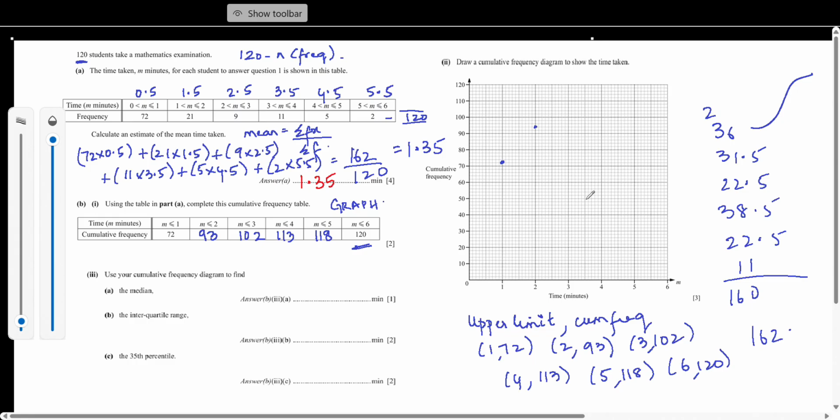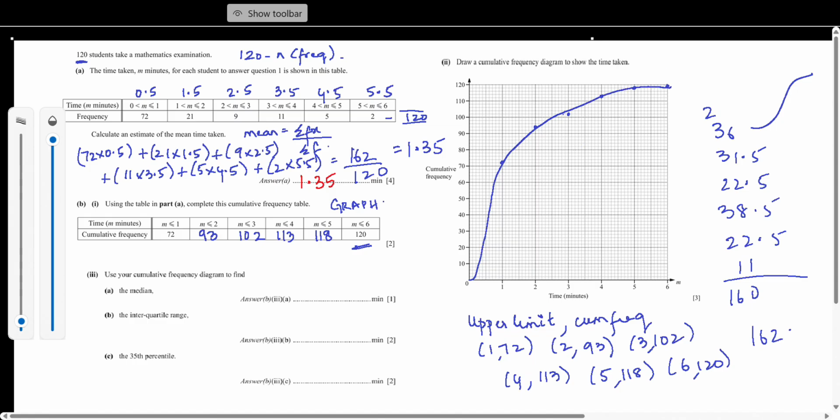Then 3, 102, which is just one value above 100. 4, 113, again in between first and second. 5, 118, just one below the last. 6, 120 is the peak. Cumulative frequency graph always starts from 0. So from 0, try to join these points.